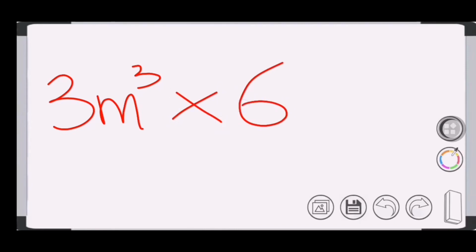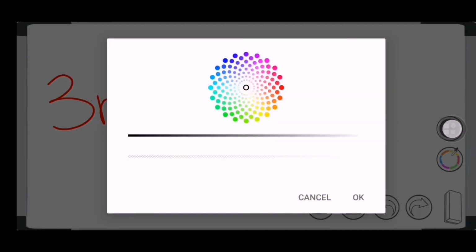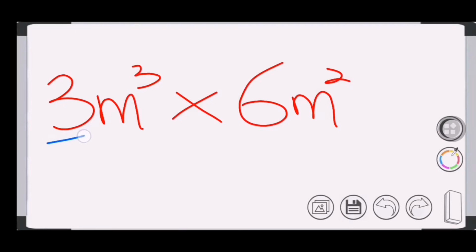I believe we got it. Great. Our third example, if we have 3m cubed, that is raised to the power of 3, multiplied by 6m squared. In this case, we apply the same knowledge we know. We have 3 and we have 6 as our coefficients. When you multiply 3 by 6, what do you get? 18. Now let us go to our variables. We have m cubed, we have m squared.